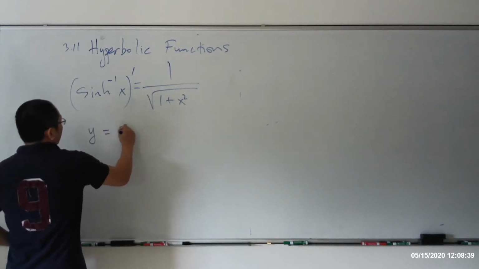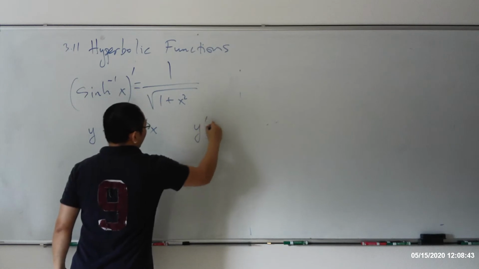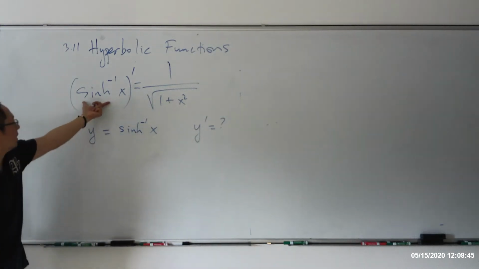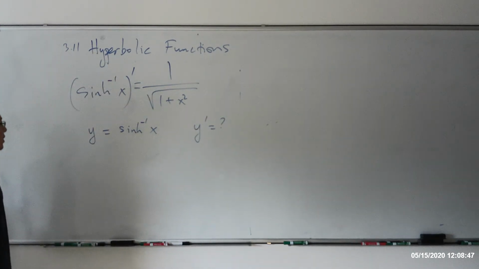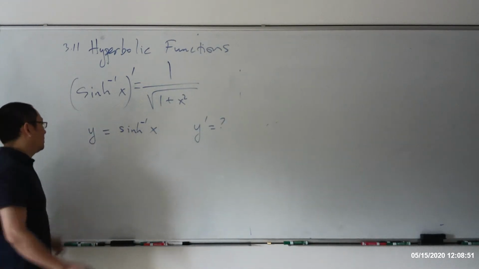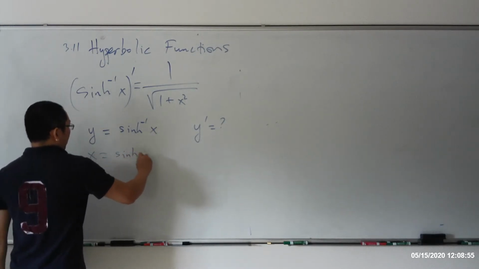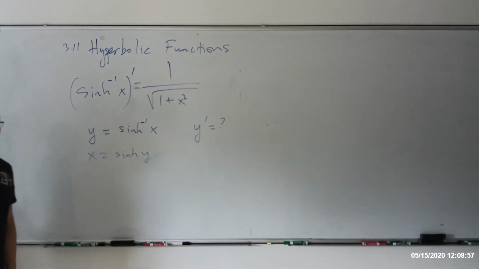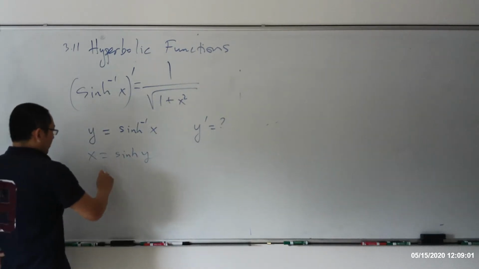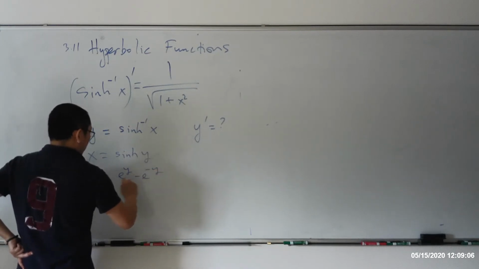Y equals the inverse hyperbolic sine of x. So my job is to calculate y prime, right? The whole thing is y prime. What is that equal to? I don't know how to work with the inverse function directly, so I'll bring it back to the normal function. It means x equals hyperbolic sine of y. This is the inverse of the original one. So here's the definition. Hyperbolic sine of y is e to the y minus e to the negative y over 2.